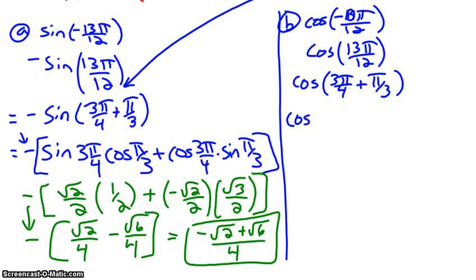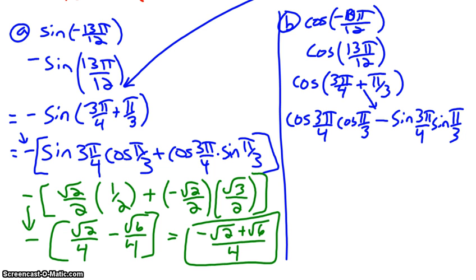leaving me with cosine of 3 pi over 4 times cosine of pi over 3 minus, now remember that that's the opposite when we're working with the sum and difference formulas for cosine, minus the sine of that 3 pi over 4 times sine of pi over 3.